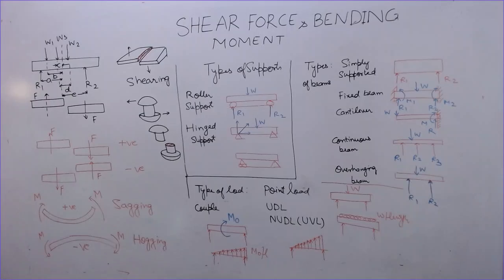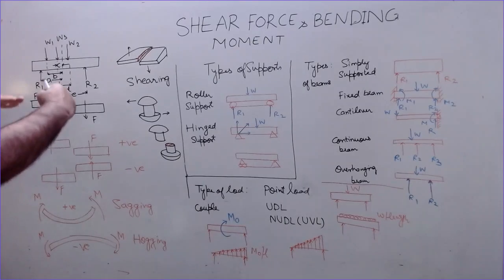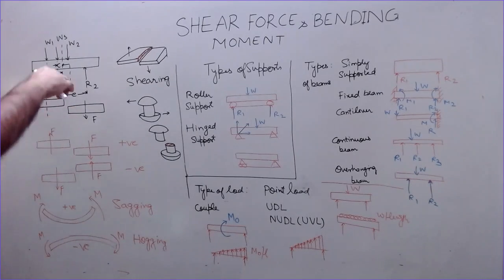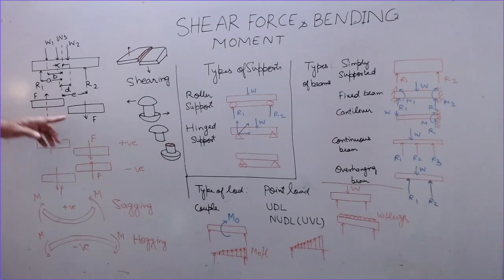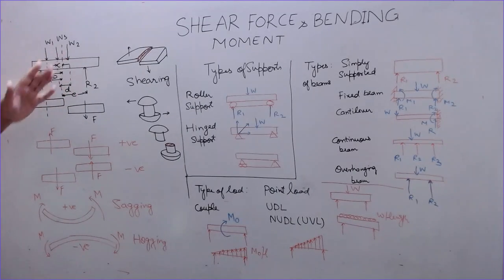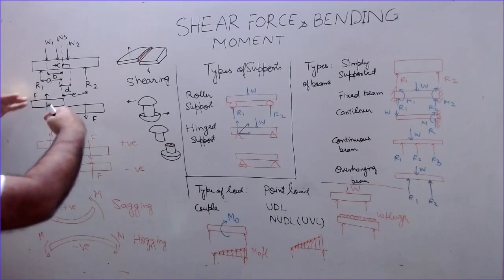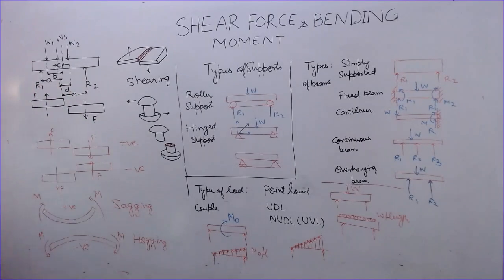So what are these forces trying to do? They are trying to make the portion on the left side of the beam slip with respect to the portion on the right side of the beam. This portion is moving up, this portion is moving down. If the shear force on this side is in the downward direction, this force will be in the upward direction, and the movement will be reversed. This part will move down, this part will move up. So this is called the shear force.